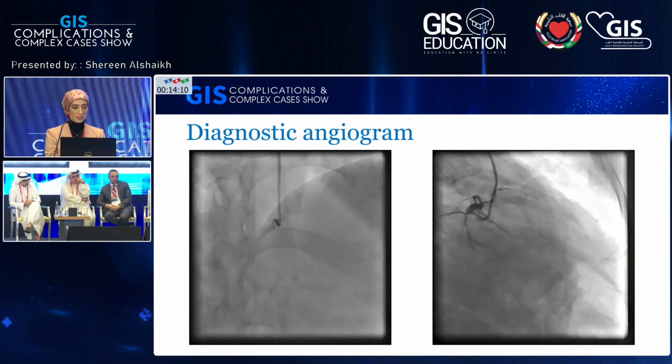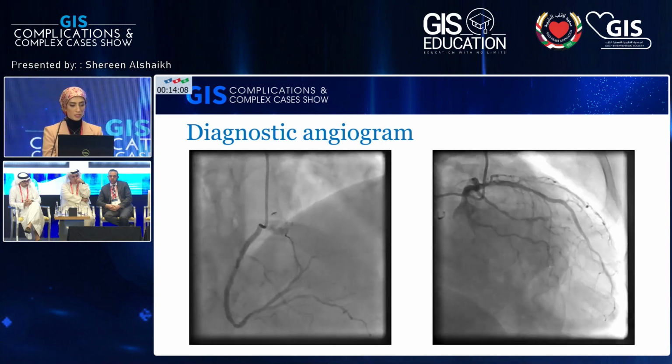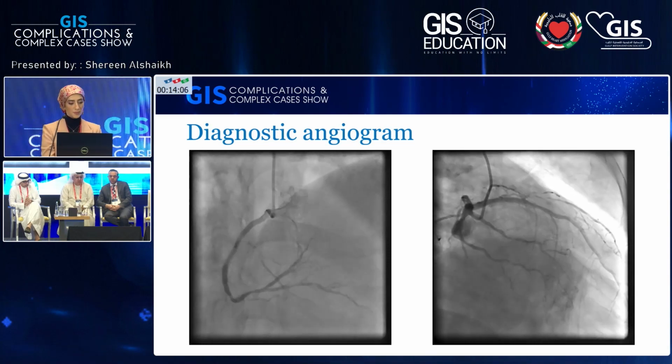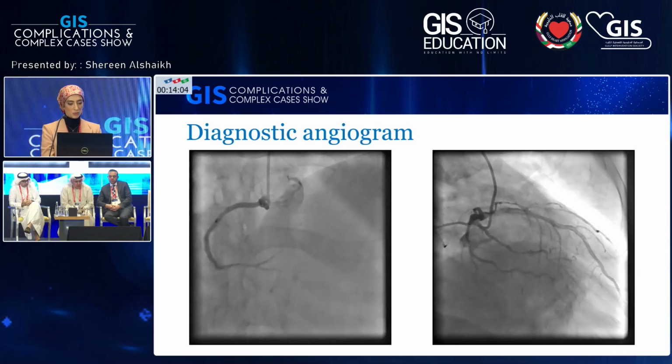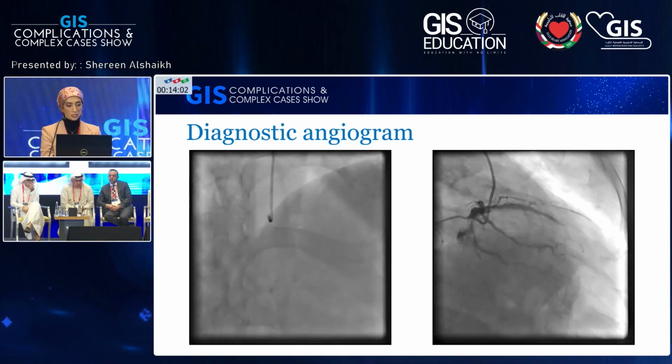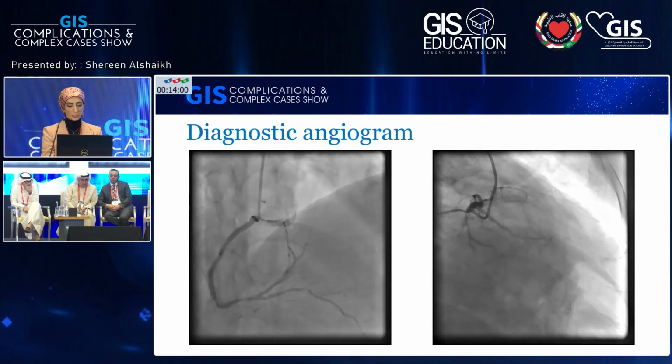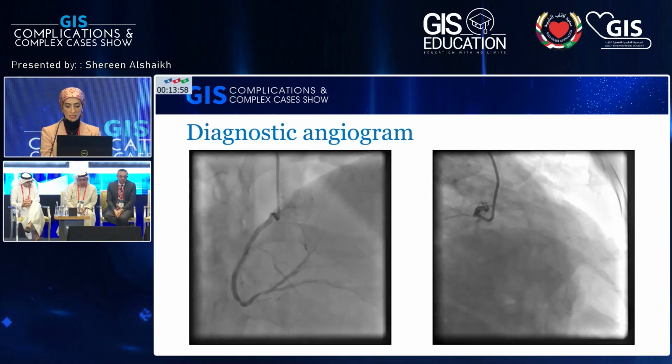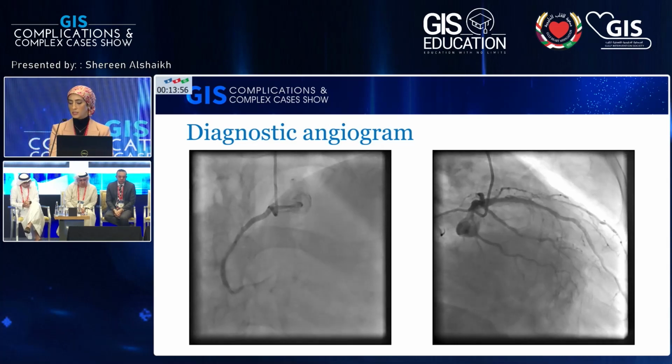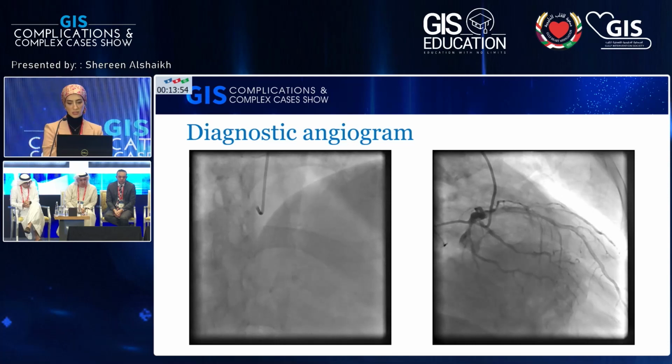As you see here, the diagnostic angiogram of the RCA has a patent mid-stent with mild to moderate disease at the distal bifurcation and focal significant disease in the mid-segment of the PDA. In the LAD, the stent is patent. He has diffuse disease in the diagonals.